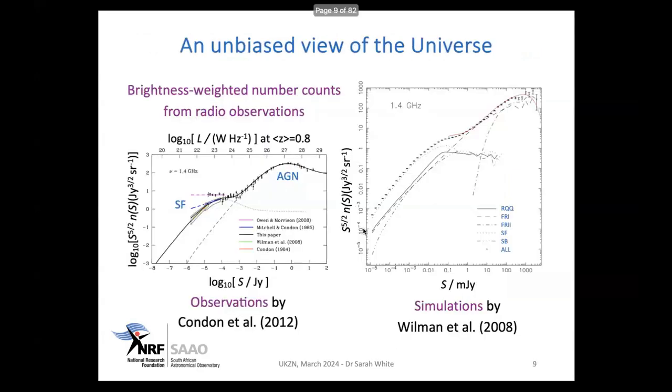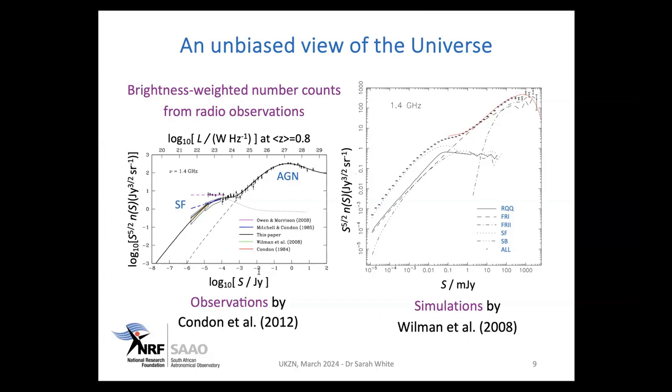galaxy. And as mentioned before, the beauty of radio observations is that it gives us that unbiased view of the universe. We can detect all of the star formation that's taking place and all of the AGN activity that's taking place. But then, of course, because both of those processes produce radio emission, we have to think carefully about how we disentangle those two contributions to the total radio emission.